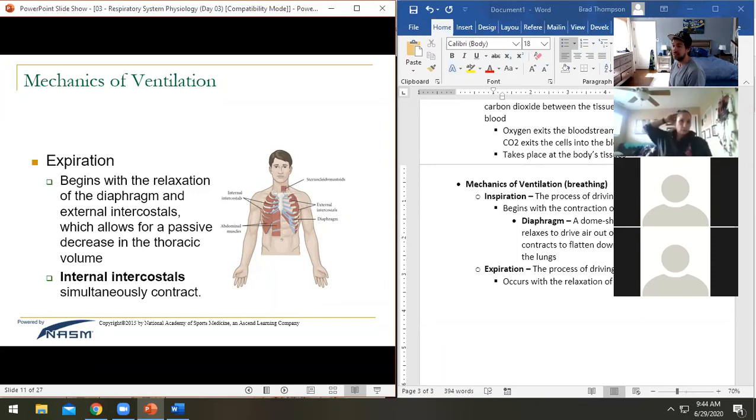Start breathing like this. See how I'm moving my chest a lot? There's a lot going on up here, but there's not as much going on down here. I'm not breathing with my diaphragm. I'm breathing with my upper body, right?